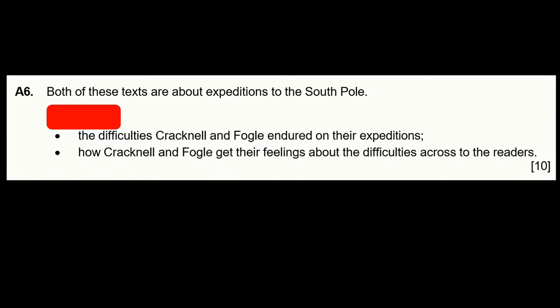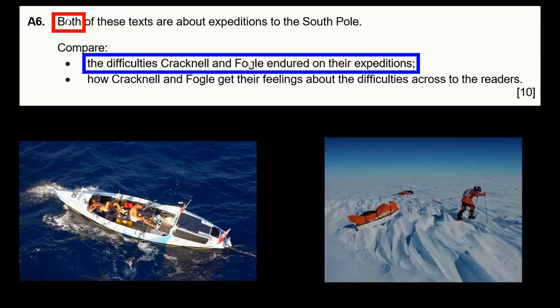So this question, you're looking at both the extracts again, and you're looking at the difficulties that Cracknell and Fogel had to put up with on their expedition. So, for example, James Cracknell and Fogel on the Atlantic one, their boat capsizes. That's basically what the extract is about. And then the South Pole one, they had loads of problems. So they couldn't eat enough food. It was bitterly cold, and so on.